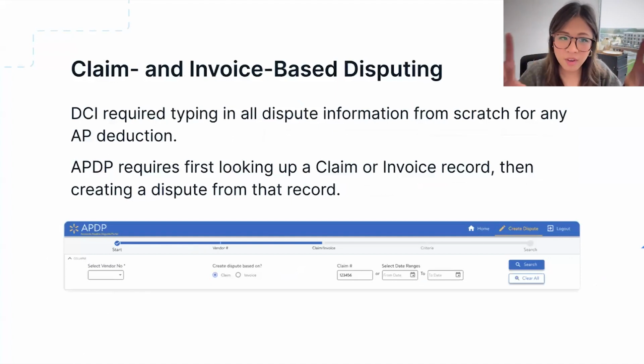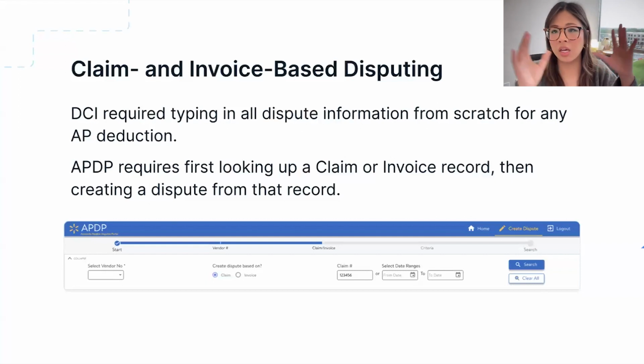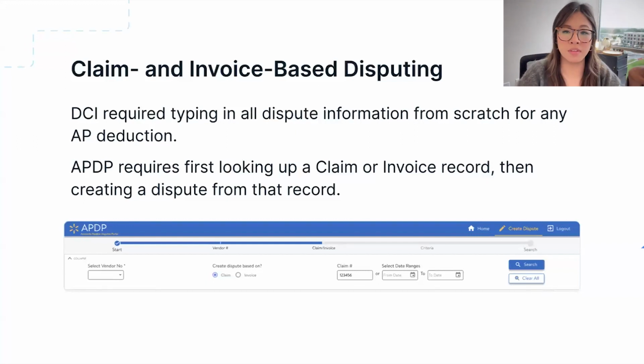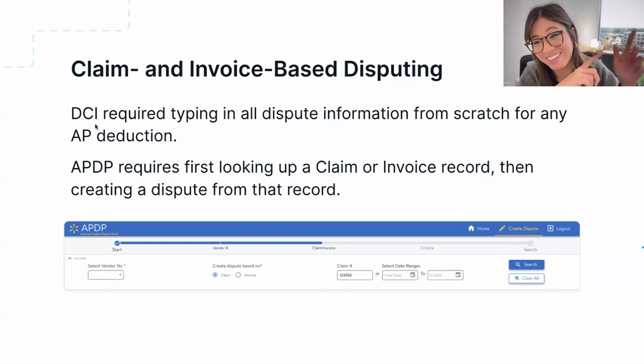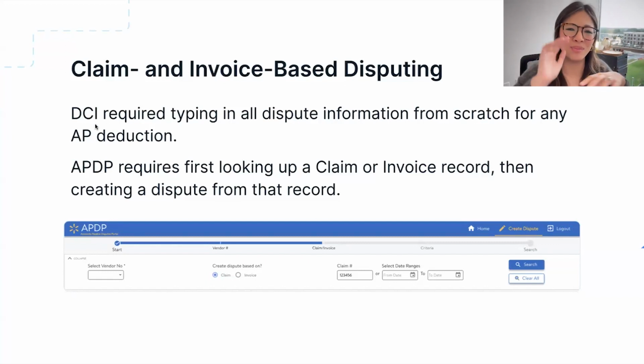Okay, so as I mentioned earlier, just to give you guys an understanding of the infrastructure of how APDP works. As I mentioned before, DCI, Direct Commerce, required you to type in all of the dispute information from scratch. So essentially you would go to DCI, you'd create new and fill out an entire form and then submit that. With APDP, they've tried to help streamline some of that because I can imagine a lot of hand keying errors, I'm sure, with DCI and people creating disputes on claims that don't exist accidentally.